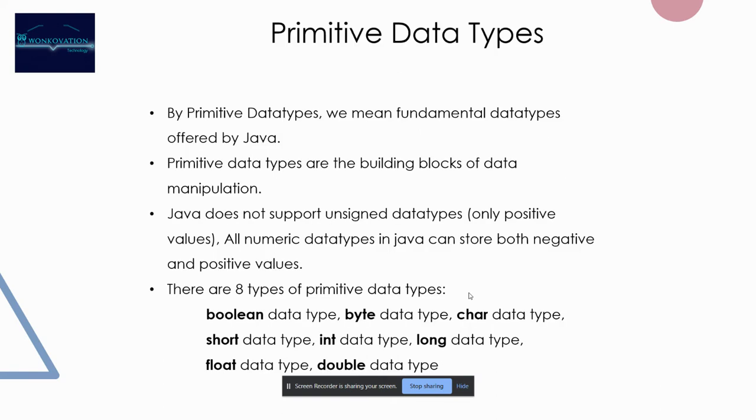Now, primitive data types. These are the fundamental data types offered by a programming language. These are the building blocks of data manipulation, and Java does not support unsigned data types. Unsigned data types are those that only store positive values. All numeric data types in Java can store both positive and negative values. There are eight types of primitive data types. I already told you: Boolean, byte, char, short, int, long, float, and double.